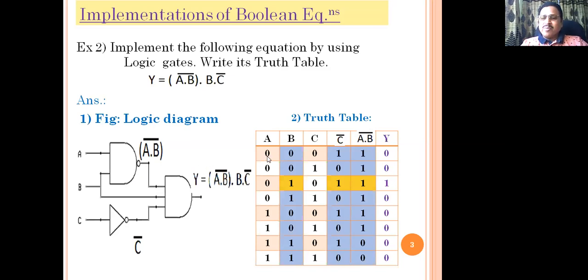A NAND gate with two inputs will give output low only when both inputs are 1. Otherwise, if either input is 0 or both inputs are 0, the output will go high, or 1. So by using that logic, you can construct the column for (A and B)bar from inputs A and B: for 0, 0, it is 1. Again for 0, 0, it is 1. For 0, 1, it is also 1. For again 0, 1, it is 1. For 1, 0, it is 1. Again 1, 0, it is 1.